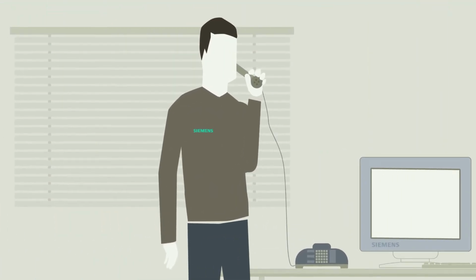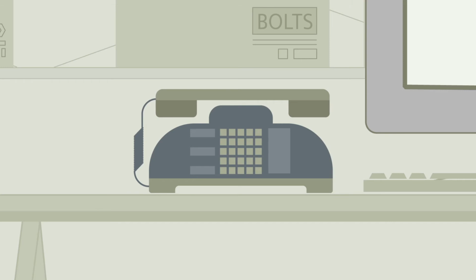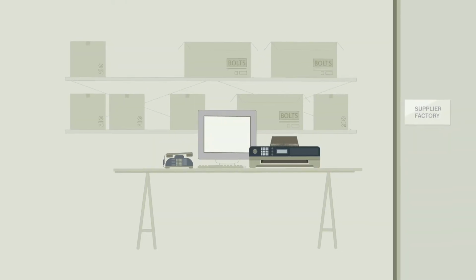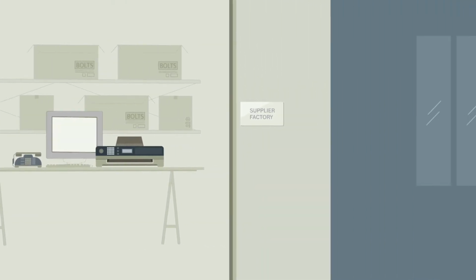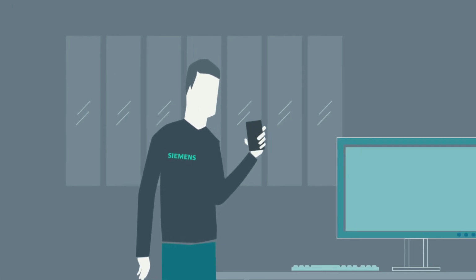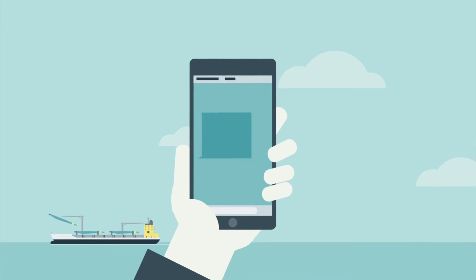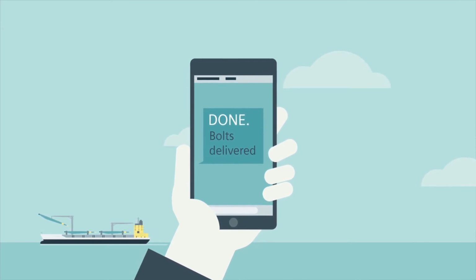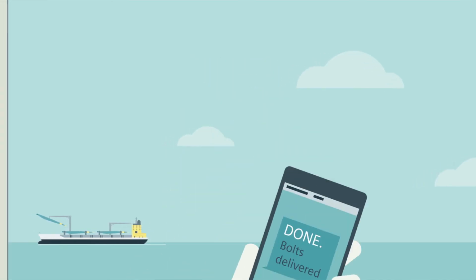Today, the stressed-out buyer leaves a message on the supplier's mailbox. When will the bolts arrive? In the future, the buyer simply checks the dispatch advice from the supplier and forwards the delivery information to our site manager digitally to confirm the success of his mission.